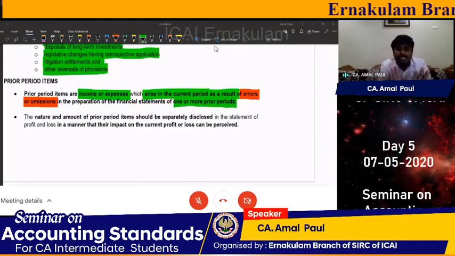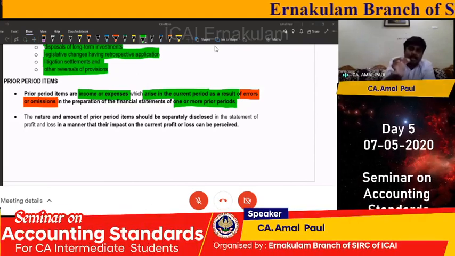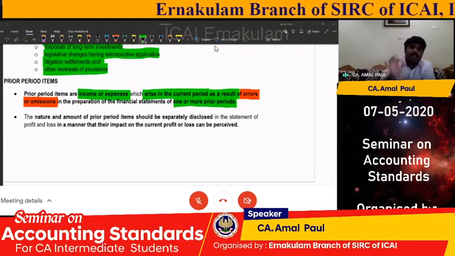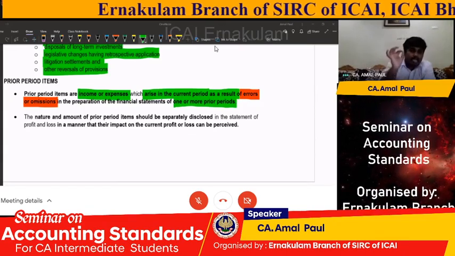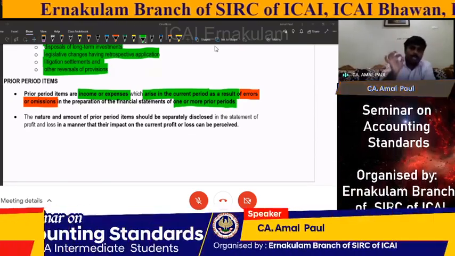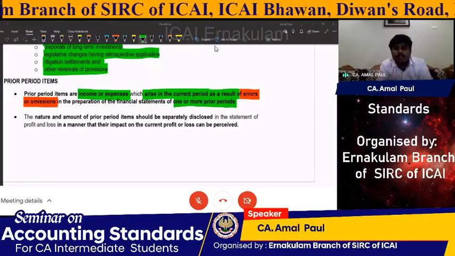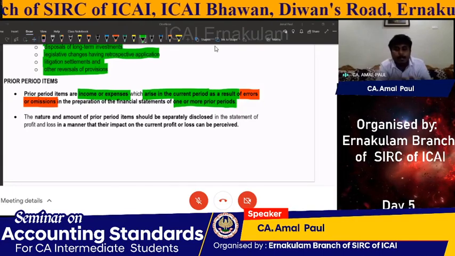A prior period item means it is an income or expense arising in the current period as a result of error or omission in the preparation of financial statements in one or more prior periods.